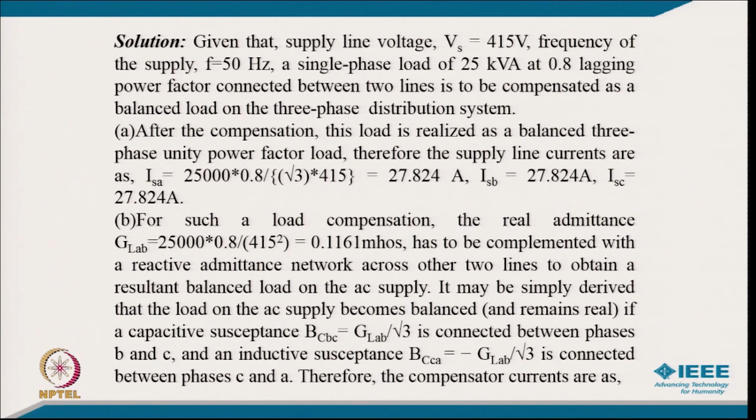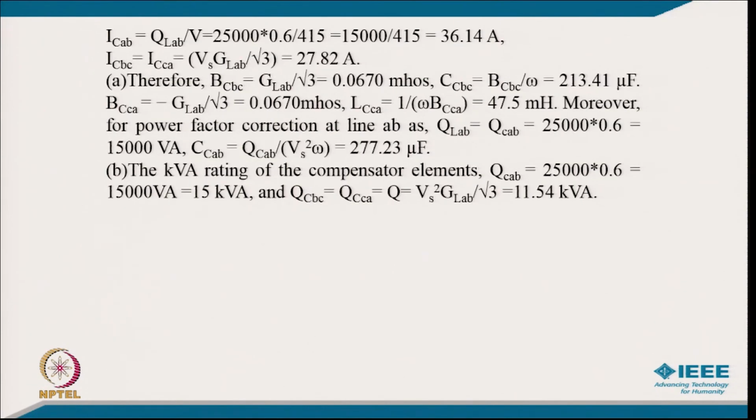It may be simply derived that the load on the AC supply becomes balanced and remains real if a capacitive susceptance BBC equal to GLAB by root 3 is connected between lines B and C, and an inductive susceptance BCA equal to GLAB divided by root 3 is connected between phases C and A. Therefore, the compensator currents are ICAB equal to QLAB divided by V, that is 25,000 into 0.6, the reactive power, divided by 415. So it is 15,000 by 415, equal to 36.14 ampere. Similarly, ICB will be again V times GLAB by root 3, so again this current is 27.82.